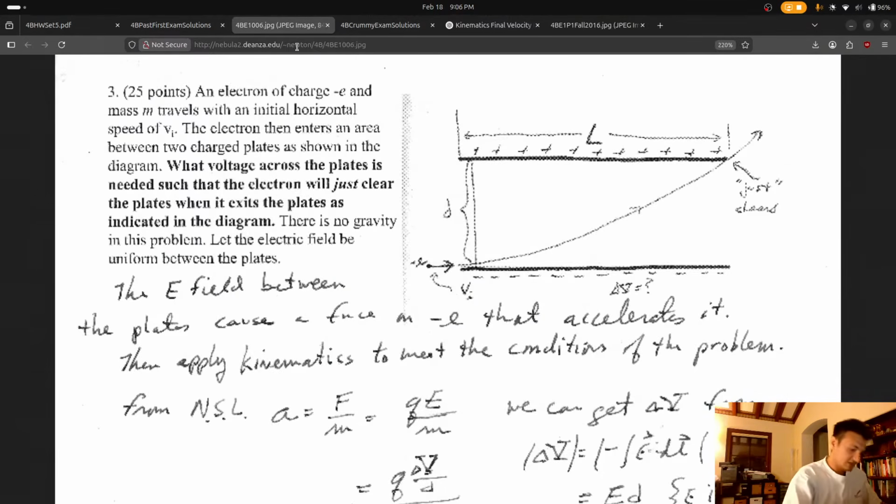Okay, all right, let's do this. This is E field 1. An electron of charge minus e and mass M has an initial velocity, because this is all plus charge. This is a minus Q with mass M, and it has V_i equal to V_i0. It enters two plates as shown there, and what voltage across the plates. Okay, so find the delta V such that, so this is going to be L, D.